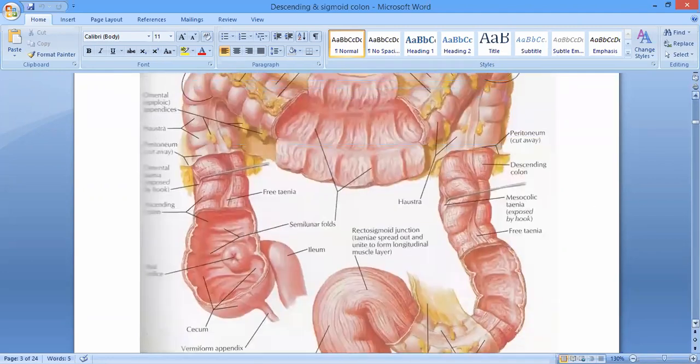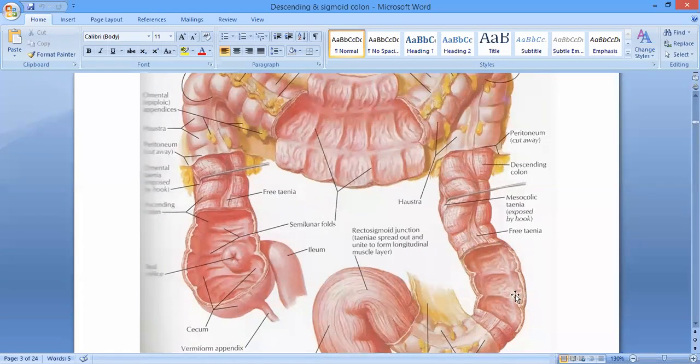As you can see, this is the loop system, the splenic flexure going downwards. When it reaches the level of the pelvic curve, it is going to continue with this sigma-shaped sigmoid colon. Okay?